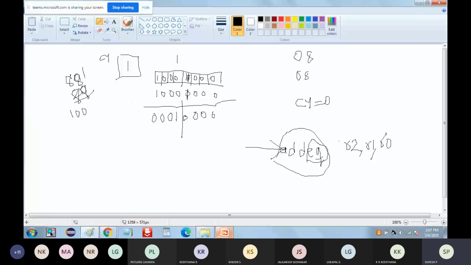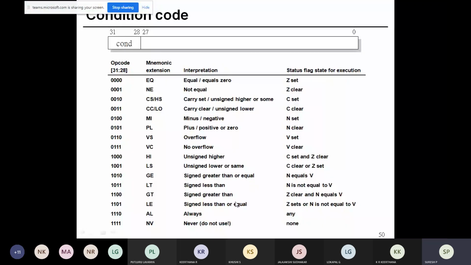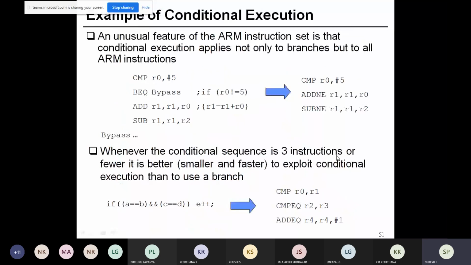Okay. So next, similarly, you're going to have signed less than, signed greater than, and always. So you will understand this whenever the program comes. It is just a simple example. What is an example of conditional execution? Now here, you can see it. An unusual feature of the ARM instruction set is that conditional execution applies not only to branches, but to all ARM instructions. So it is not only for branches, even for the other instructions that also works. So you're going to have the compare instruction first.